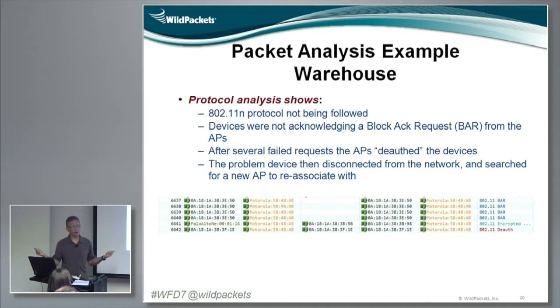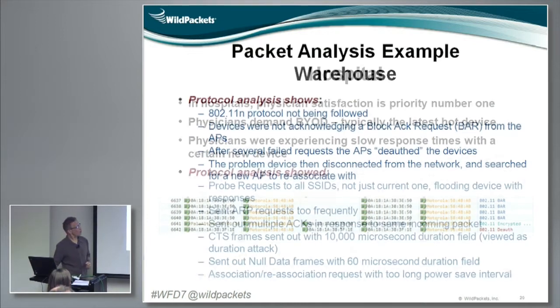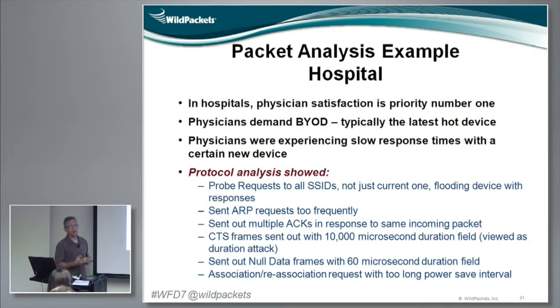They'd go look for another AP. They wouldn't acknowledge block ACKs, they'd get de-authed, they'd go look for other APs, and it was just taking down the entire network, and all these devices. So it highlights that need for packet analysis. You can see it very clearly in packet analysis: four bars, nothing, and then a de-auth. So that's just one of several examples about needing packets.